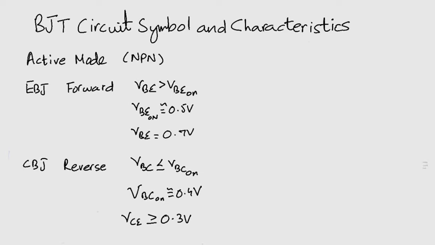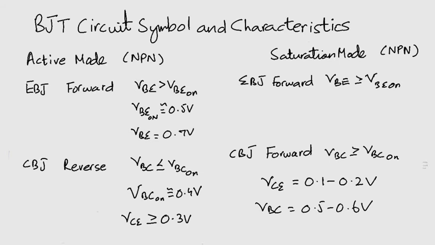Moving on to the saturation mode. The emitter base junction is to be forward biased and we have the same condition, VBE is greater than or equal to VBE on. Now the collector base junction is also going to be forward biased in the saturation mode. And so we have VBC is greater than or equal to VBC on, VCE is between 0.1 and 0.2 volts, and VBC is between 0.5 and 0.6 volts with VBC on again approximately equal to 0.4 volts.